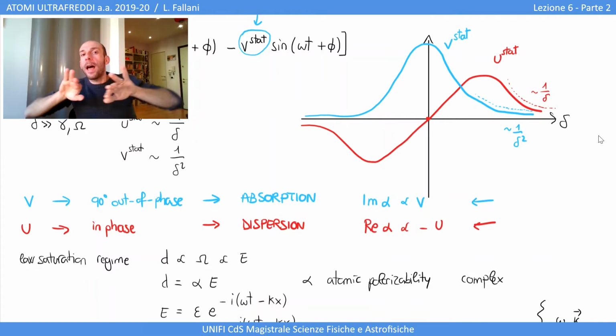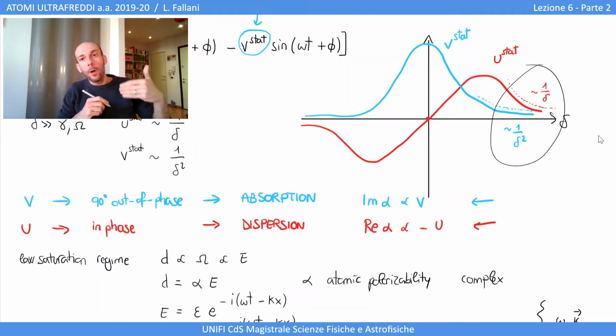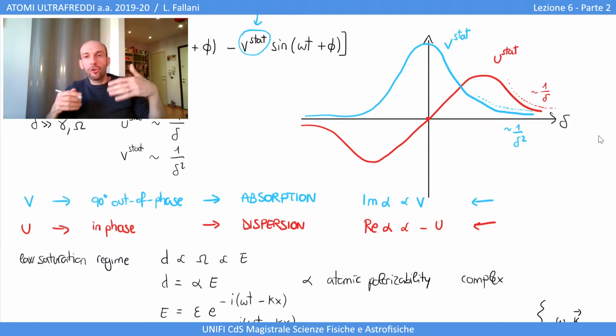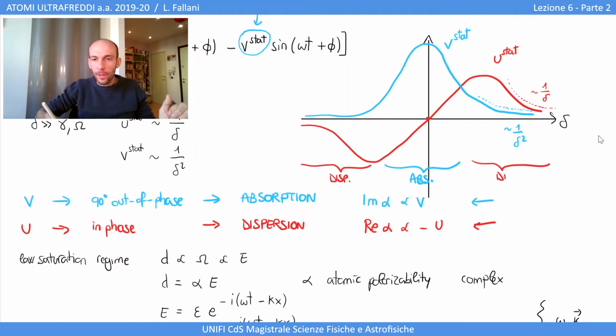While in the case of large detuning, so at large values of delta, because of a different asymptotic dependence on delta, that is 1 over delta for the dispersion and 1 over delta square for the absorption, at large detuning the interaction acquires a more dispersive character. So basically, absorption is important for small detuning, and instead dispersion is more important for large detunings.